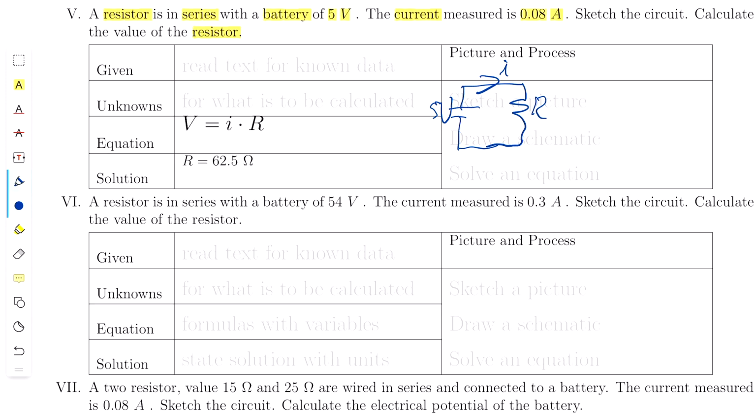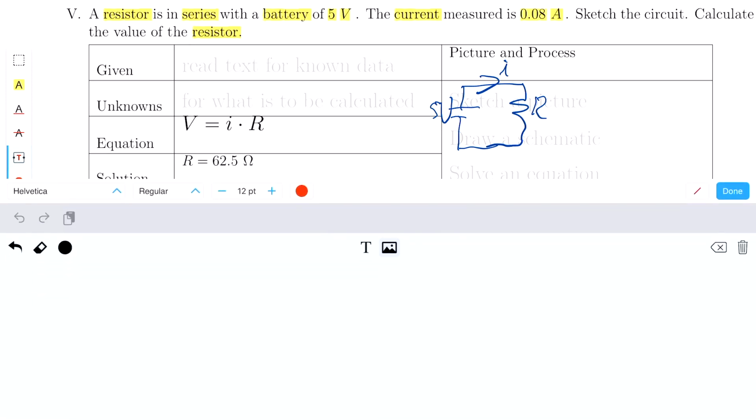Okay, so what do we know? We know that the battery, which we're calling V, is 5 volts.